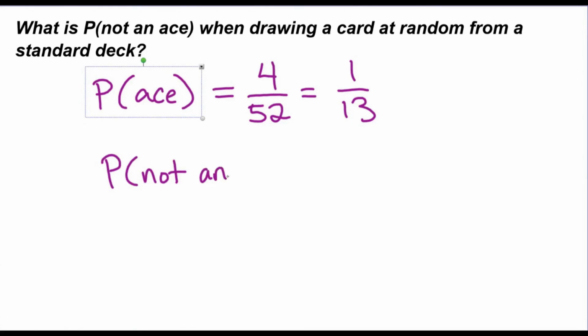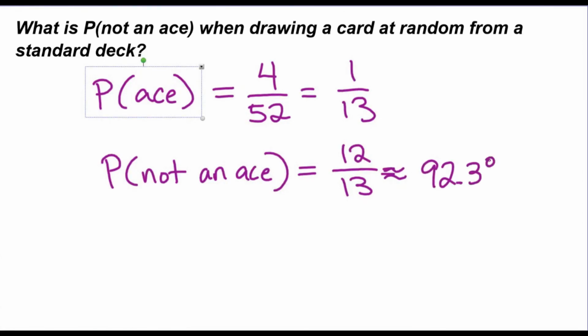So if the probability of getting an ace is 1 out of 13, what would be the probability of not an ace? Well, these two events are complements, so it has to be all the remaining outcomes that would add up to 1 whole. So it's got to be 12 out of 13, which is approximately 92.3%. So you have a 92.3% chance of not drawing an ace at random from a deck of cards. So using complements can be helpful when calculating probabilities of simple events.